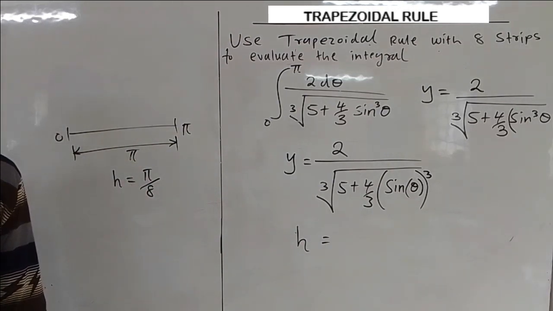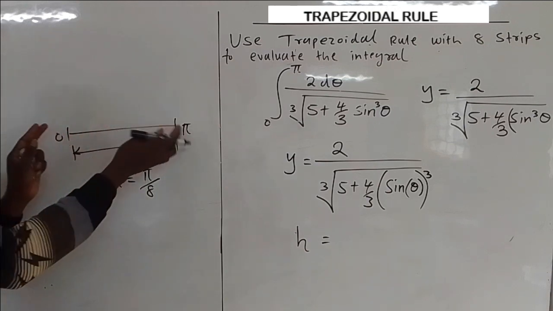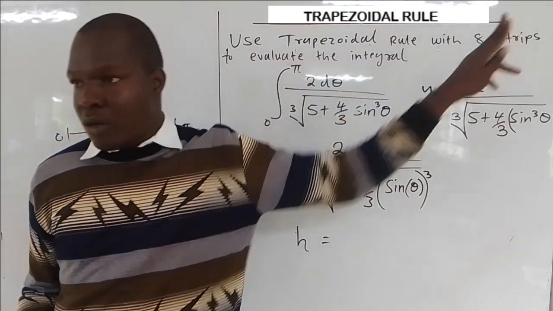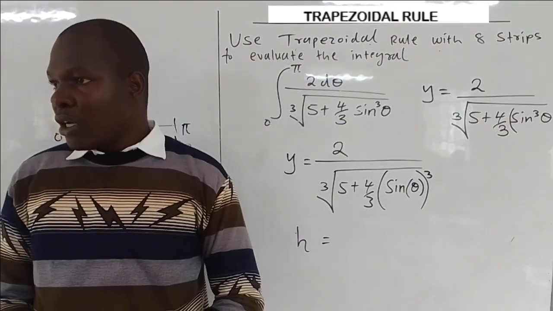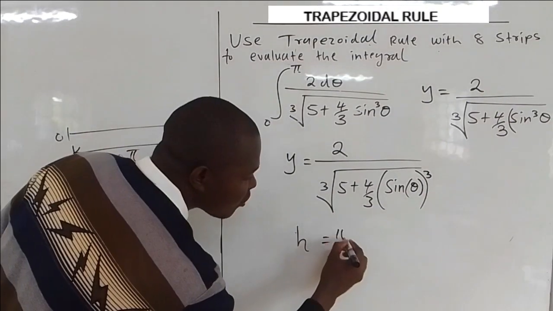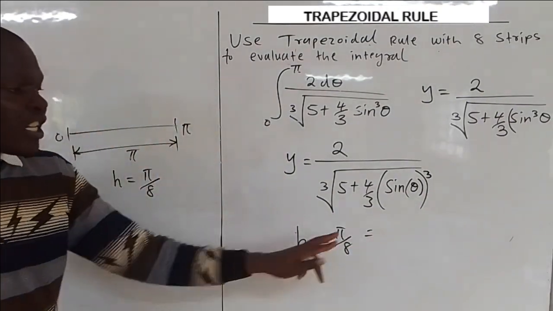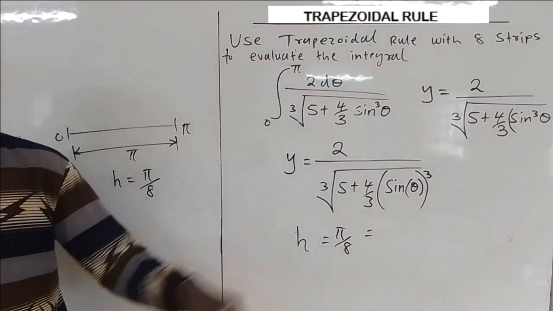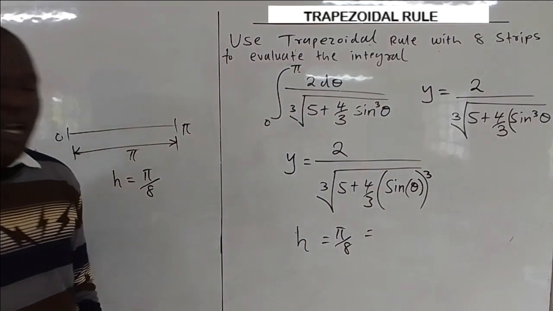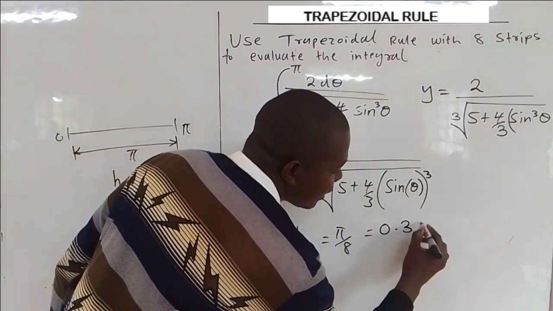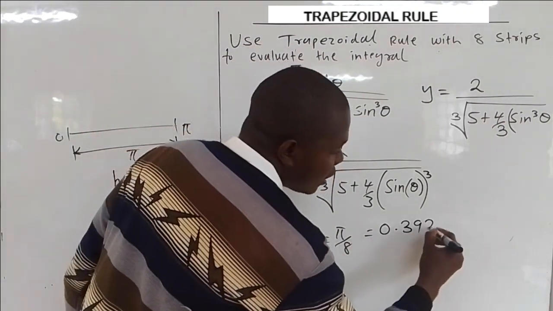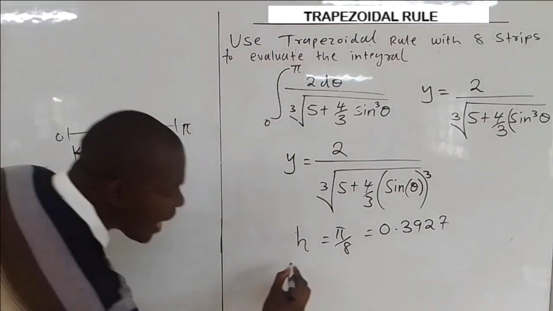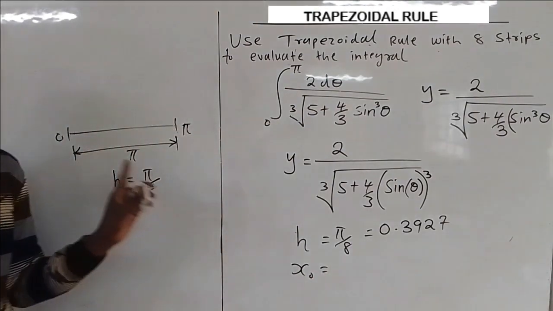Are we together? Yes. The whole interval, which is pi, because pi minus 0 gives you the whole of that length to be pi, and you want to divide it into 8 equal parts, 8 equal intervals, isn't it? So each interval is going to be what? Our h is going to be pi over 8. So what is pi over 8 in the calculator? Because pi is 3.14 something. Pi over 8 is 0.3927, isn't it?